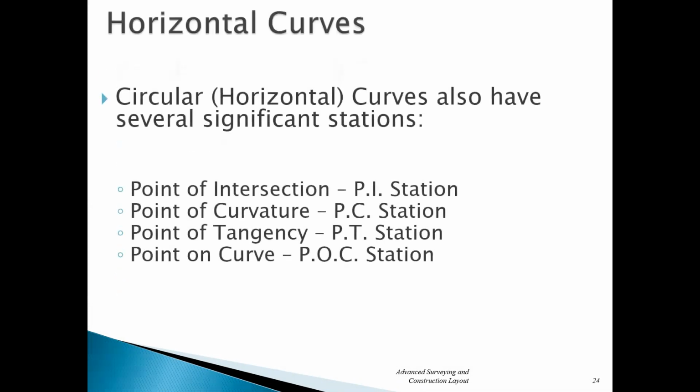When we talk about significant stations, we talk about the PI, PC, and PT, okay? So I explained that. POC is just a point on curve. That's all that means, so that can literally be any point on your curve. Any point between the PC and the PT can be a POC. Also, on the tangents, we'll talk about a POT, which just means point on tangent. Again, that can be any point on the tangent in terms of a station, okay? So those are your critical points.